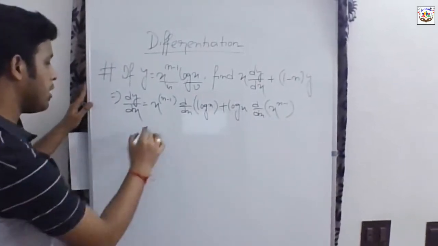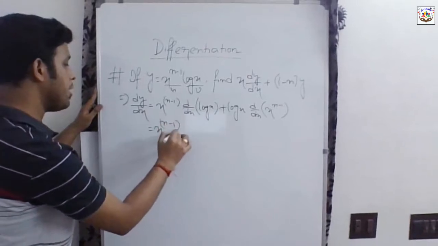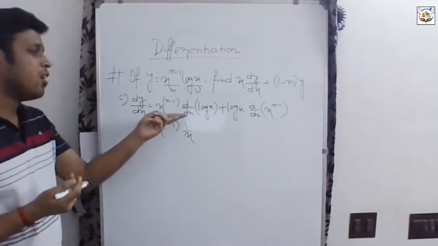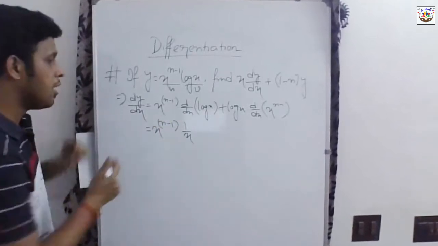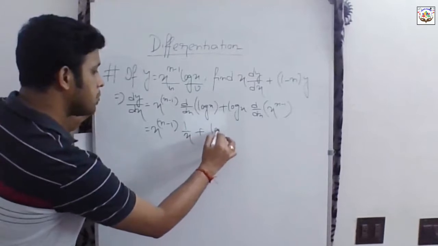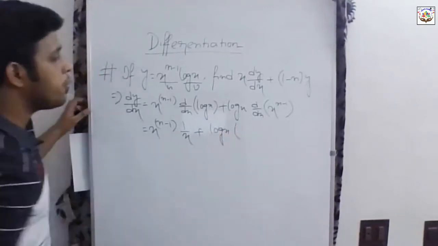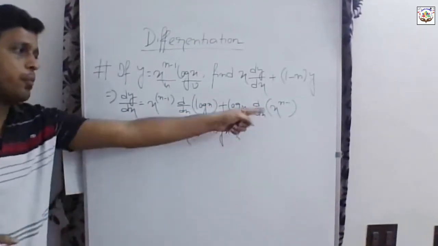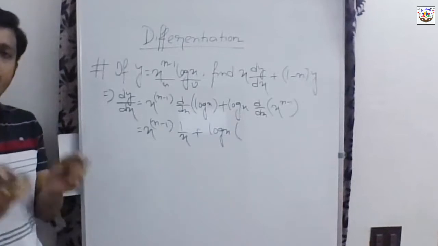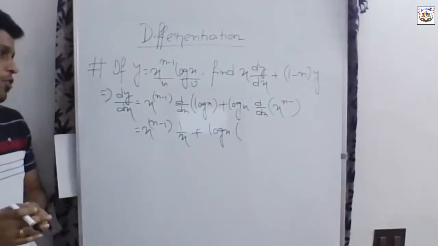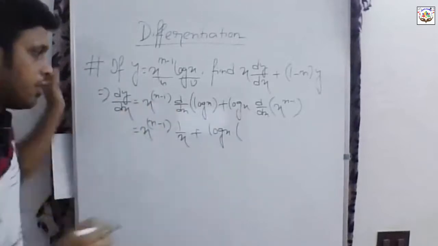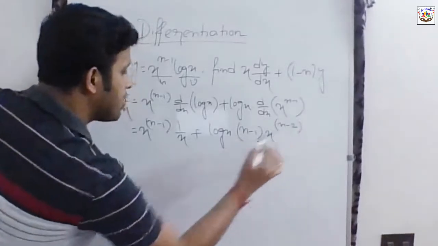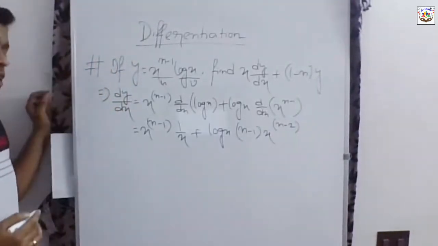So what would be the derivative of log x? It is 1 by x, as we are differentiating with respect to x. Plus, what would be the differentiation of x to the power n minus 1? We know d/dx of x to the power n equals n x to the power n minus 1. So similarly, by that formula, we can write the differentiation of x to the power n minus 1.